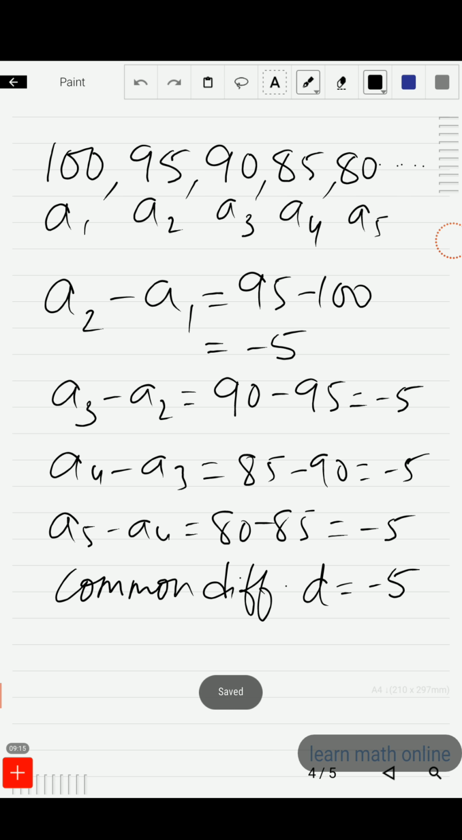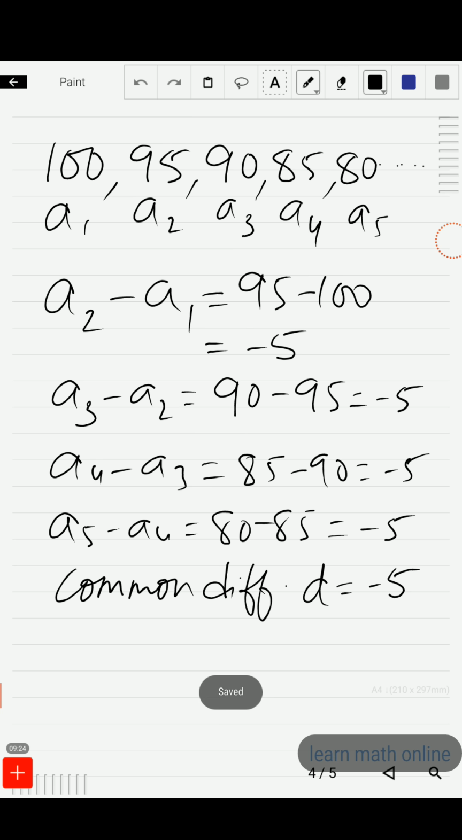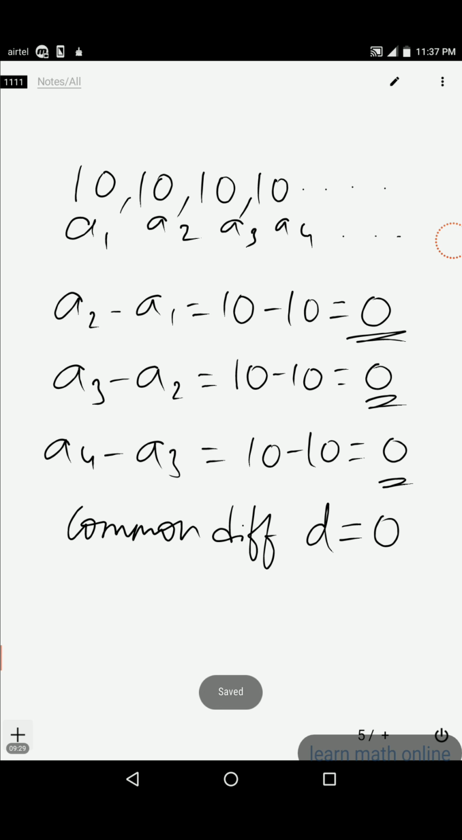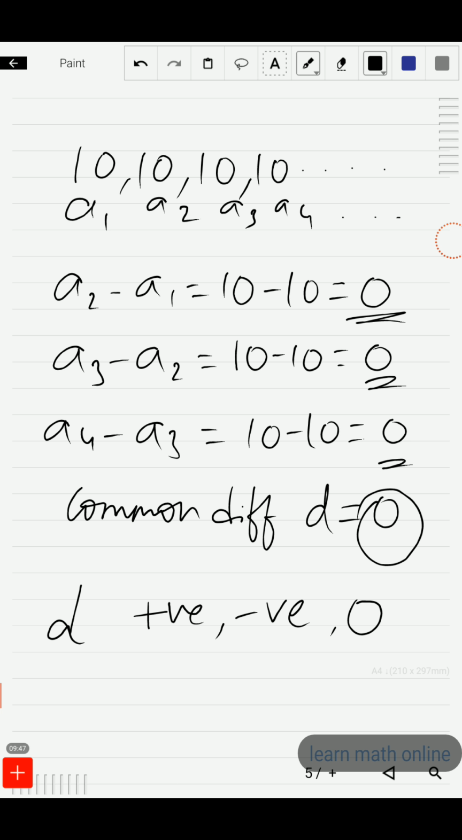So we took 3 series. Alright, we took 3 examples in which the common difference was 2, that is plus 2, and negative, that is minus 5, and 0. Okay, now from this we learned that common difference D can be a positive number, it can be a negative number, or it can be 0 also, isn't it?